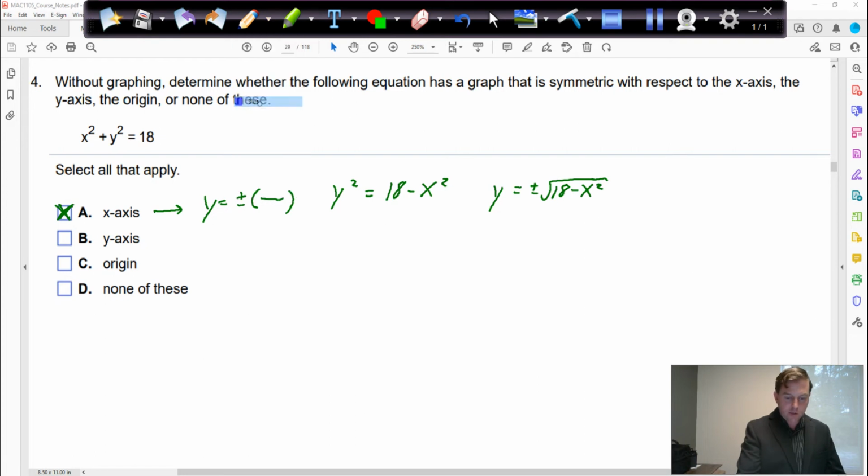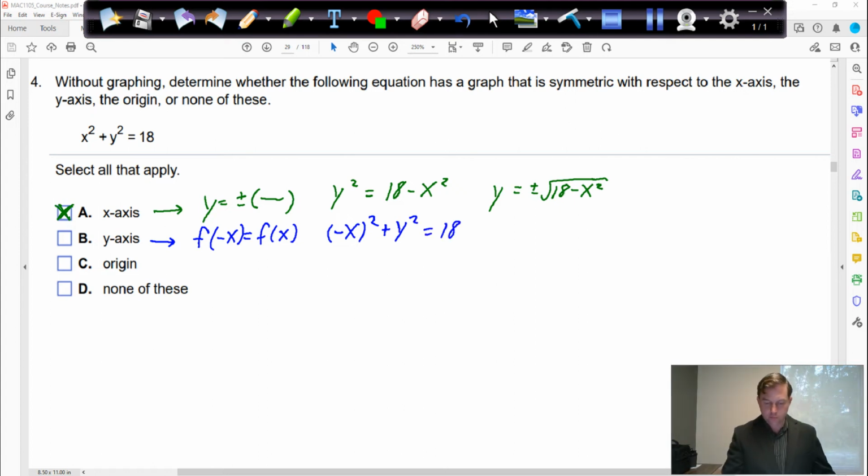Let's check for y-axis. For the y-axis symmetry, you replace x with minus x, and you see if you get the exact same function out. So we replace that x with minus x, and we see this is going to be x squared, and we have plus y squared equals 18. This is the exact same as what we started, so it does have y-axis symmetry.